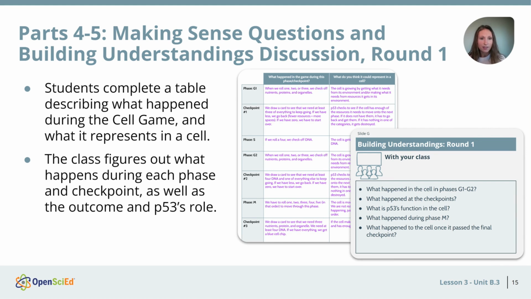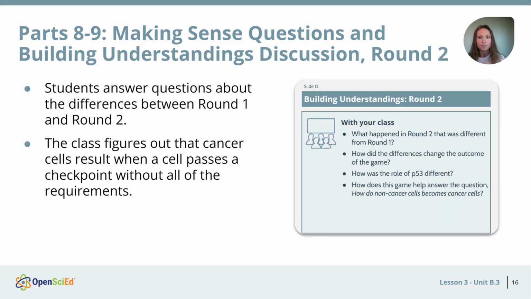In the second half of the discussion, the class tries to make sense of the M phase. At this point, students will have figured out that cells go through specific steps during the M phase, which is why they had to roll a specific number to move to the next space. But they likely don't know much else about what happens during these specific steps. This will be further investigated on day 3.